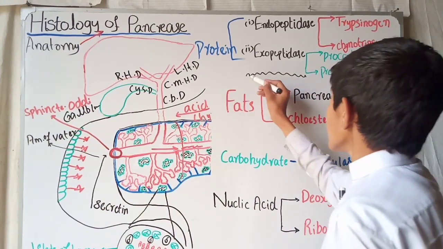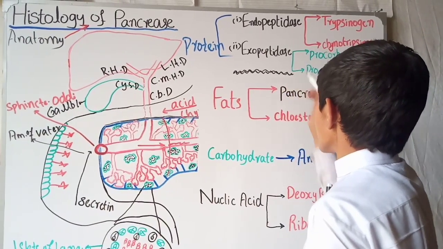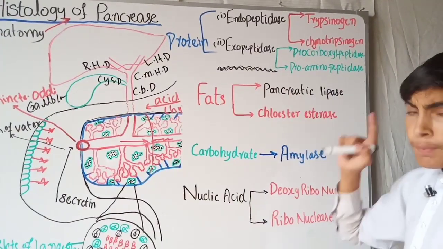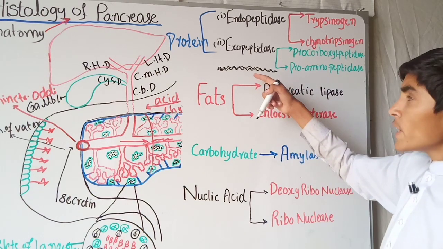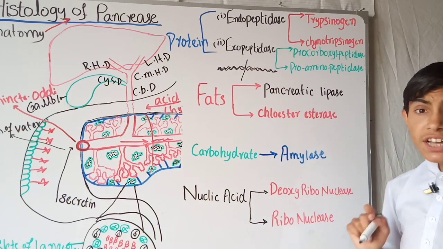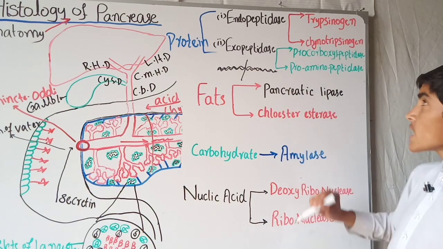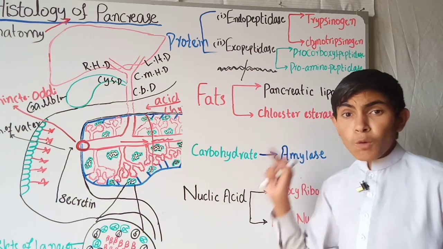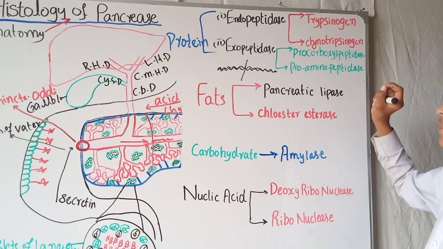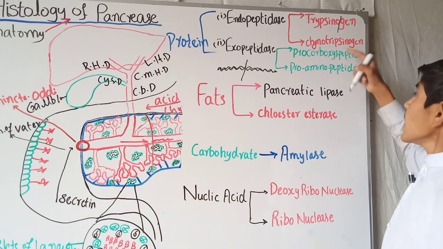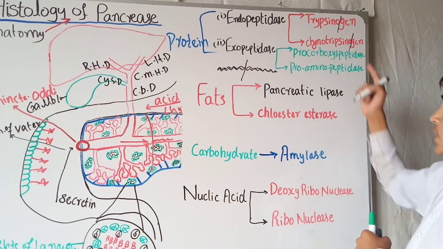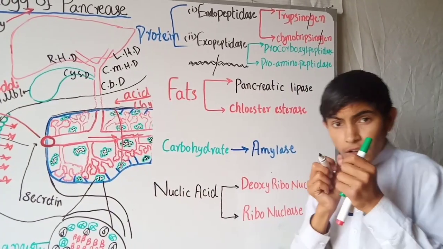So in this chain, when the trypsin attacks this protein peptide chain and cuts it into amino acid chains, these enzymes are called endopeptidase enzymes. So trypsinogen is an endopeptidase, and chymotrypsinogen is also an endopeptidase. But before, trypsinogen has an NH2 part, and chymotrypsinogen also has it.